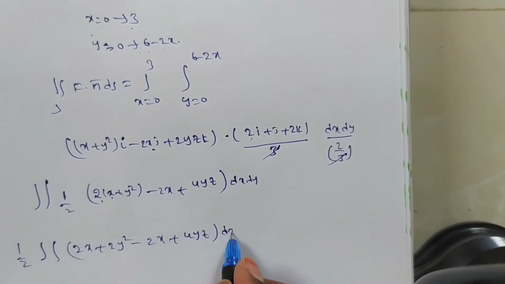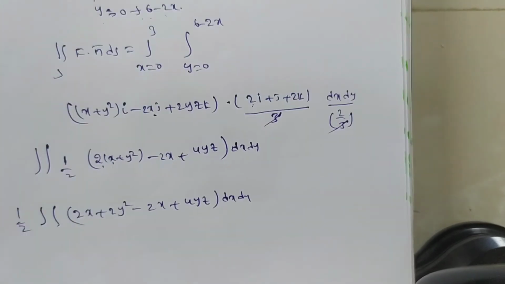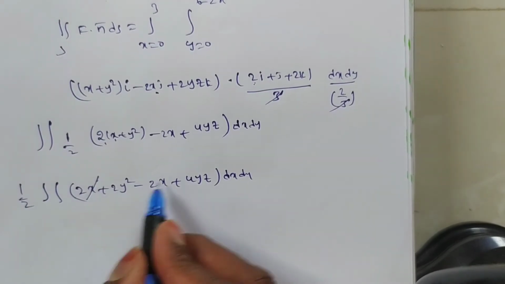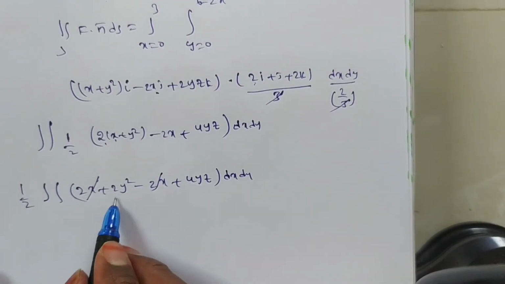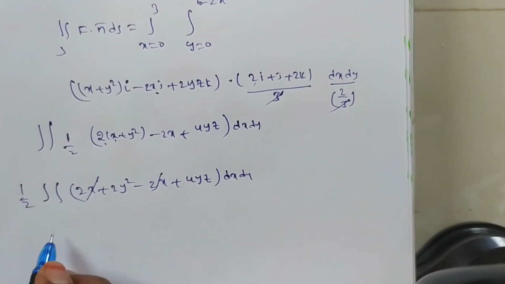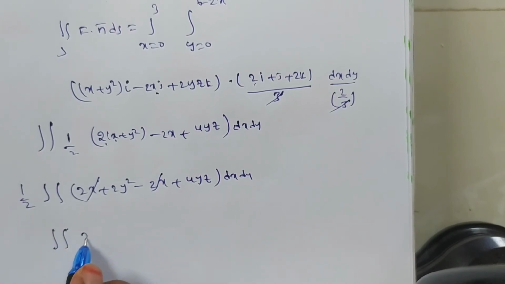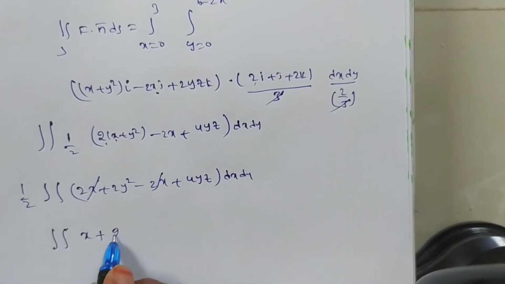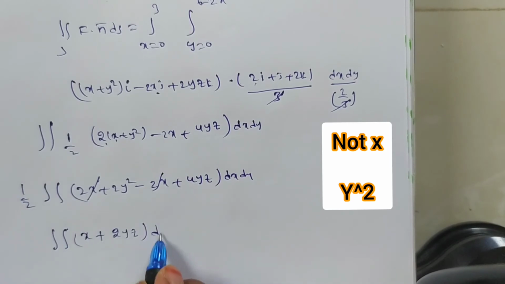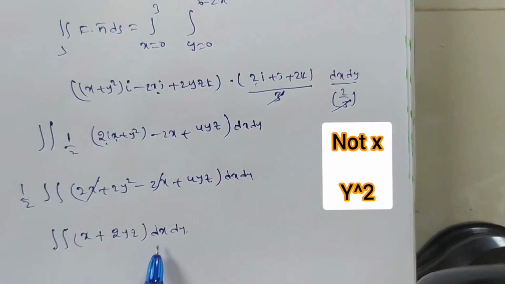Into dx dy you have, now plus 2x minus 2x getting cancelled. So from this 2 you can take 2 common, so it will be outside. Then the double integral of (x plus 2yz) dx dy, that replaced by y square only.